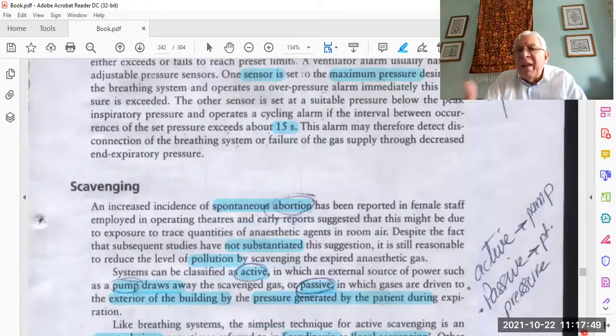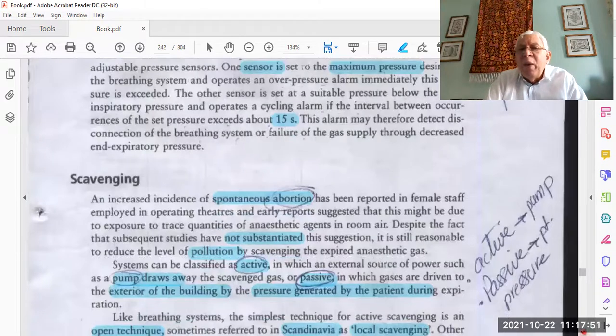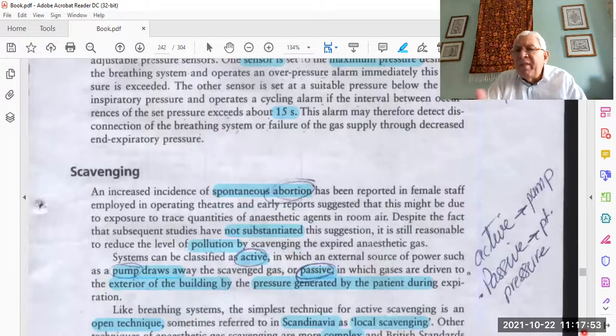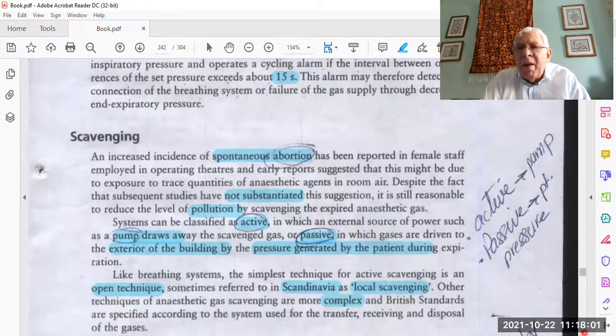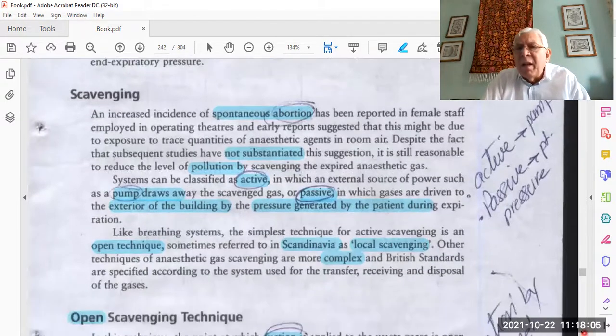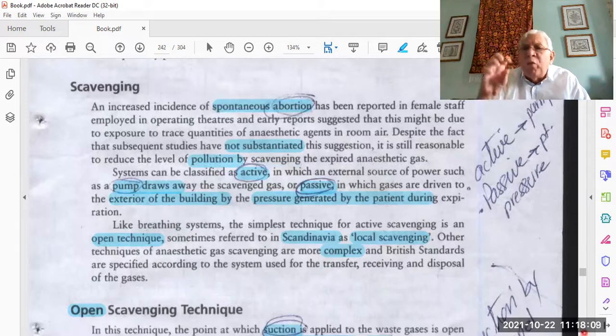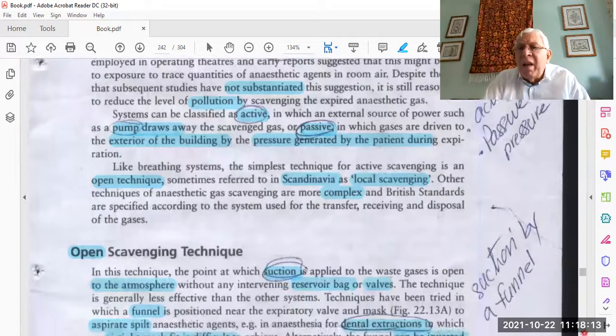Scavenging means that you're getting rid of all the waste products of the anesthetics. Now, in the old days, they used to claim it caused abortion in personnel working in the theater. Nowadays it's not approved. I'm sorry. Now we have the scavenging, and how to get rid of this is by active or passive.